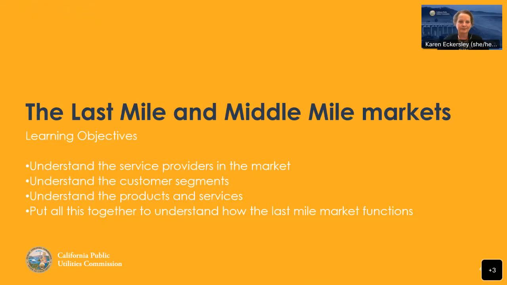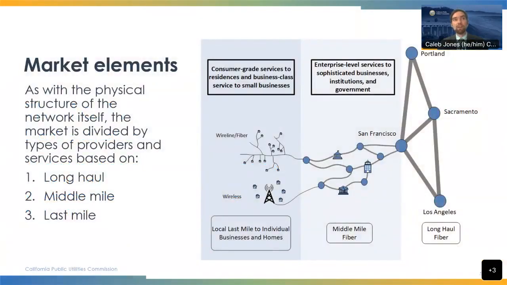Our goal for this section on the last and middle mile markets is for participants to understand the service providers, the customers, the products and services being sold, and how this all fits together with a particular focus on the last mile. The infrastructure of the internet within the United States is generally divided into 3 categories: long haul, middle mile, and last mile. The services, the providers, and the markets all basically follow the design of the infrastructure. There is a long-haul market provided over long-haul fiber. There is a middle-mile market provided over middle-mile fiber. Then, most consequentially, for communities considering how to meet their residents' needs, there is the last-mile market, which provides access to the public internet to individual households and businesses.